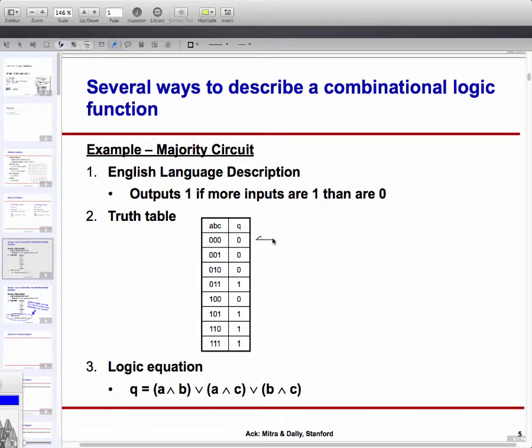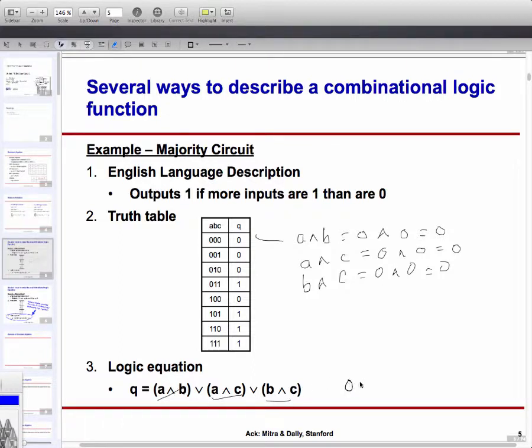So let's say we are considering this case. Then A and B is going to be 0 and 0, which is 0. A and C is going to be 0 and 0, which is 0. And then B and C is going to be 0 and 0, equal to 0. So all these three terms are 0, 0, and 0.